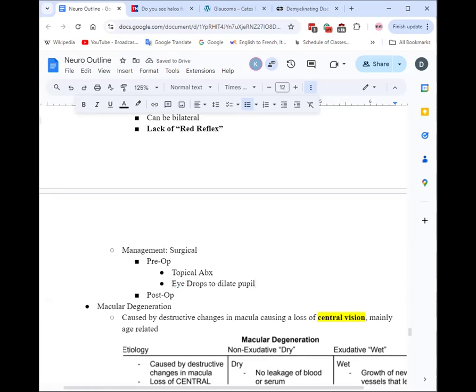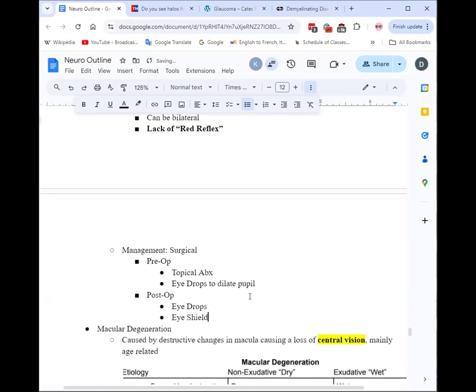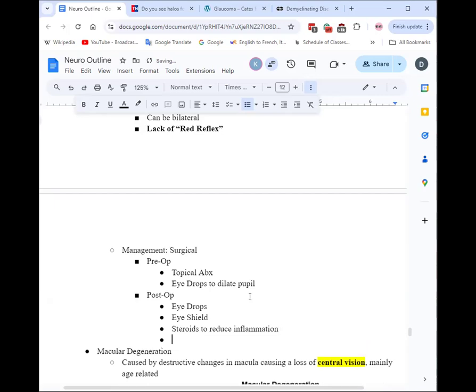Other than that, it's the typical pre-op teaching, informed consent, whatever. For the post-op, they're going to need to be taking eye drops, maybe an eye shield, steroids to reduce inflammation, and avoiding activities that increase intraocular pressure. I have a list of things that they should avoid while recovering.